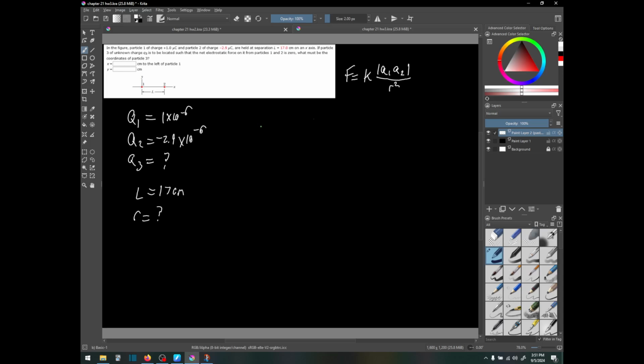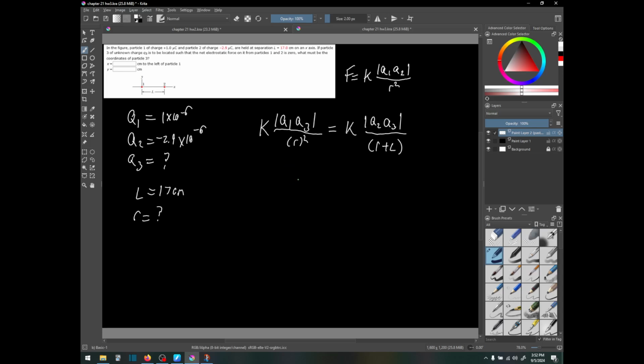Because the net force with particle 3 is 0, we can say that k Q1 Q3 all over R squared equals k Q2 Q3 all over R plus L. Because Q3 is all the way over here, it is not just this unknown distance; it's this unknown distance from 3 to 1 plus all of the distance from 1 to 2, which we do know.